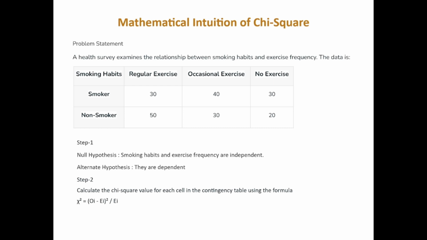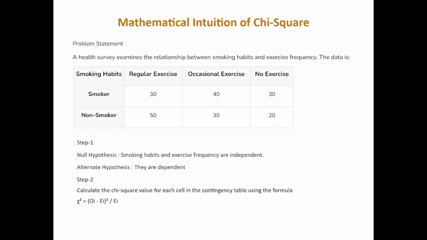So what will be my first step? The first step is to determine the null hypothesis and the alternate hypothesis. My null hypothesis is that smoking habits and exercise frequency are independent, which means there is no relationship between these two variables. And my alternate hypothesis is just the reverse, that they are dependent, meaning there is some relationship between these two variables.